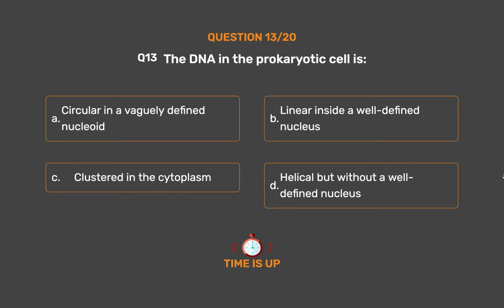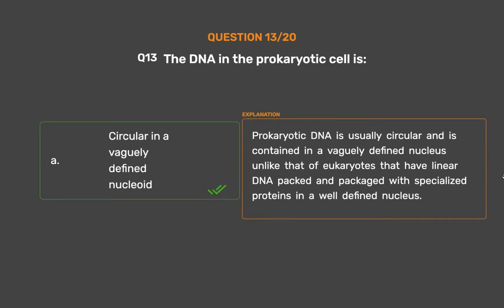The correct answer is option A. Circular in a vaguely defined nucleoid. Prokaryotic DNA is usually circular and is contained in a vaguely defined nucleoid, unlike that of eukaryotes, which have linear DNA packed and packaged with specialized proteins in a well-defined nucleus.